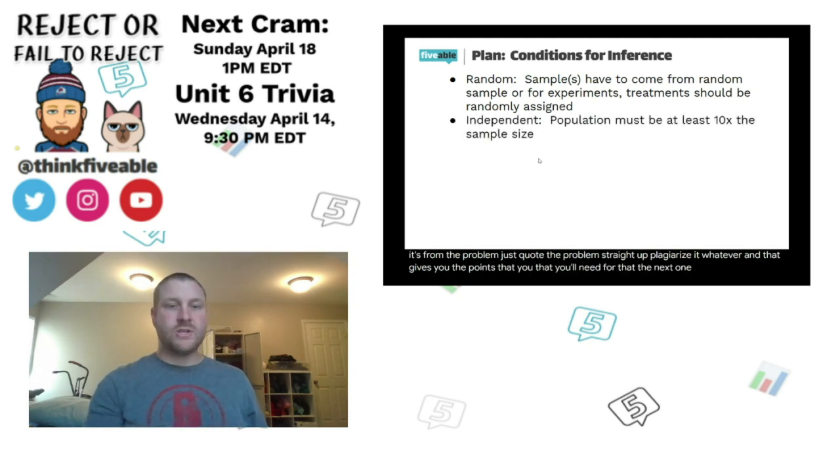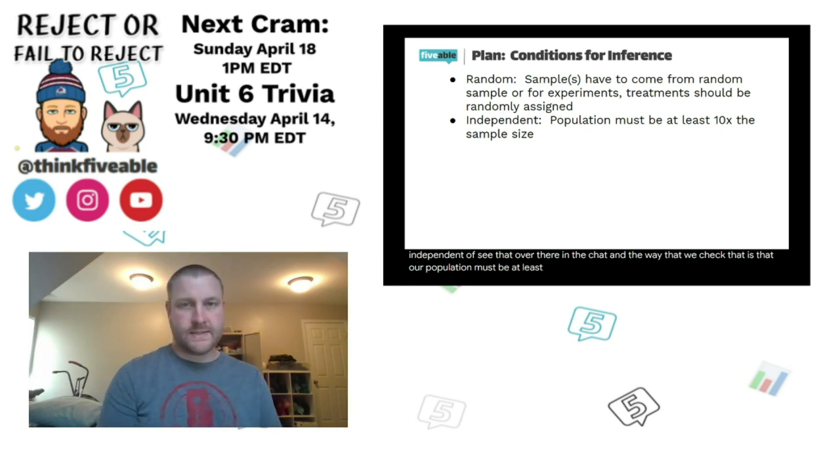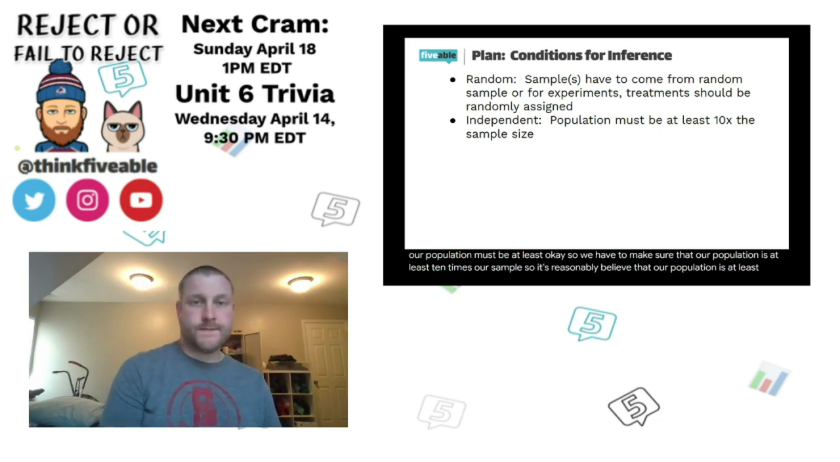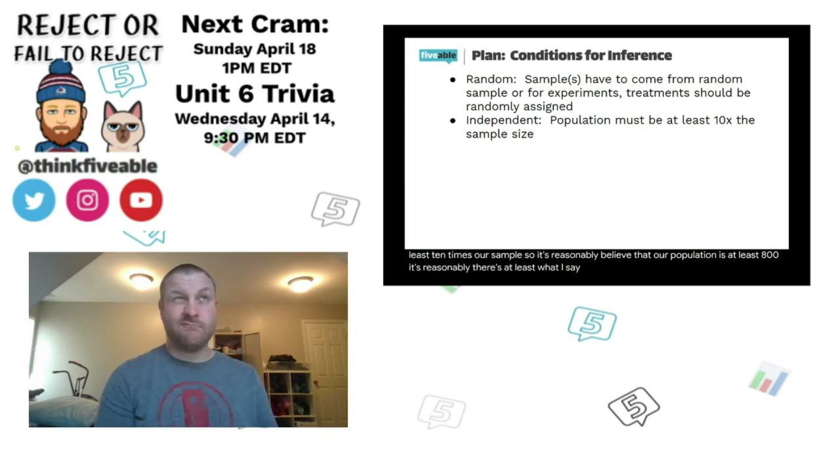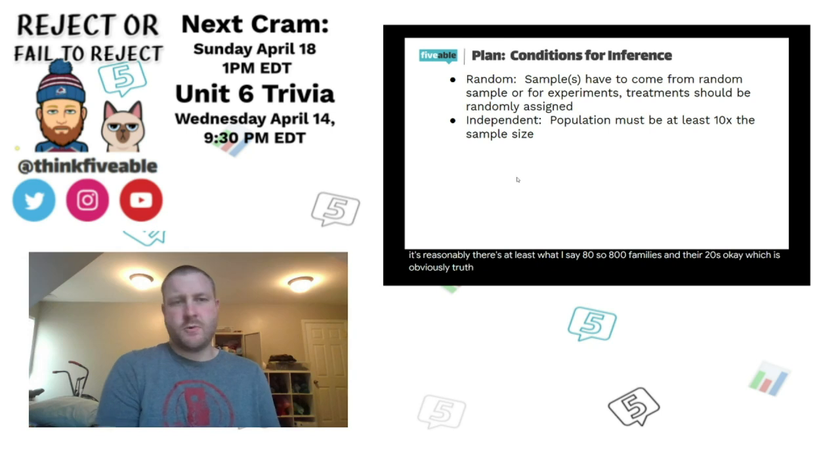The next condition is independent. I see that over there in the chat, and the way that we check that is that our population must be at least 10 times the sample size. Okay, so we have to make sure that our population is at least 10 times our sample. So it's reasonable to believe that our population is at least 800. It's reasonable to believe there's at least 80, so 800 families in their 20s, which is obviously true. That's a very reasonable statement to believe.